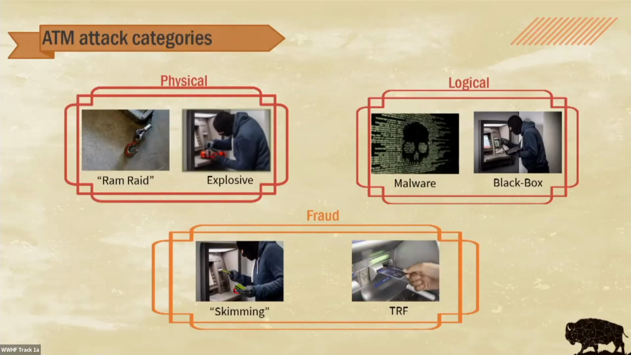We have some attack categories that we can divide into three: the physical, the logical, and the fraud. In the physical, we have all of those attacks that physically attack the ATM. For example, the ram raid, where I just wrap some chain around the ATM and use a ram car and pull it off from the ground. I will steal the whole ATM and I don't care about the damage that I do. Also, they can use explosives on the ATM. They will just try to blow up the safe and access the cash directly.